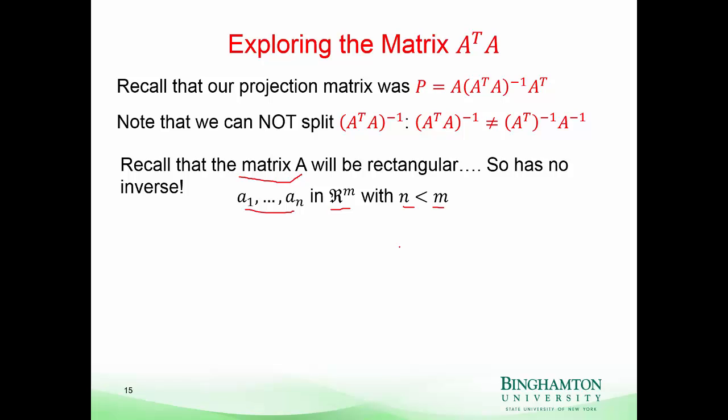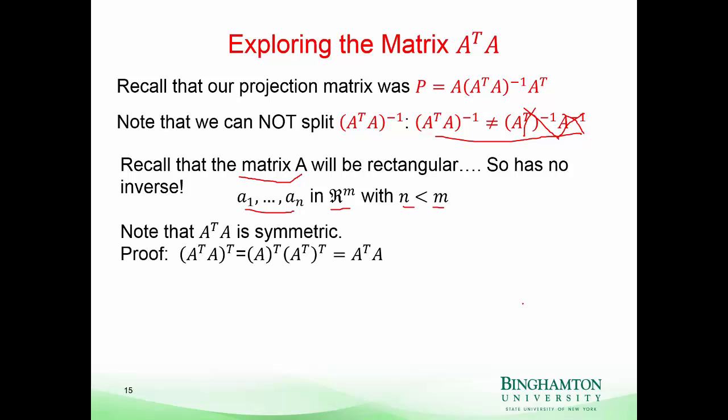But all right, so we've got a rectangular matrix. Clearly, A cannot be inverted, and clearly A transpose cannot be inverted. So not only is this not true, but these things don't even exist. Okay, so we cannot do that.